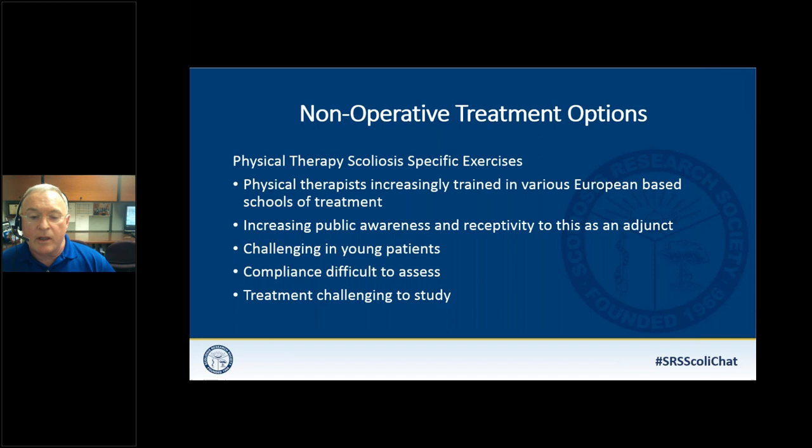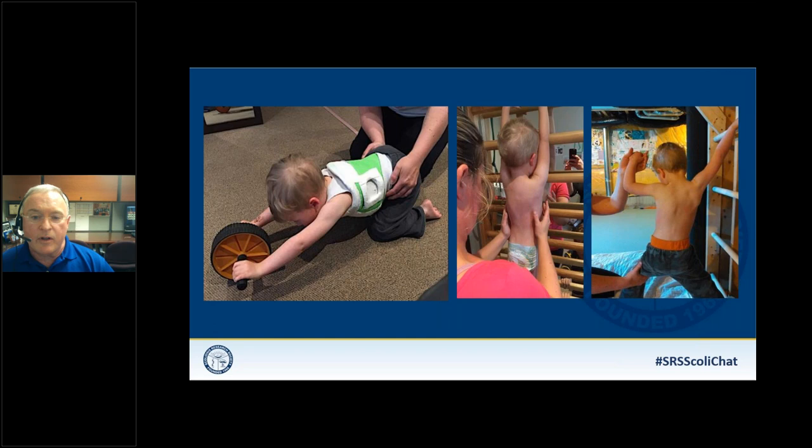Compliance historically has been very difficult to assess, as one might imagine, and many of the studies are essentially self-reporting studies, so the accuracy of those studies has been challenged. And the treatment of physical therapy is challenging to study. There are many schools of therapy and many individual approaches to it, so it's proven to be quite a difficult adjunctive therapy to compare to surgical treatments. These are some examples where an experienced therapist has employed some of the Schroth methodology, which employs some guidance and coaching, and the patient can soon learn the exercises that are expected of them.